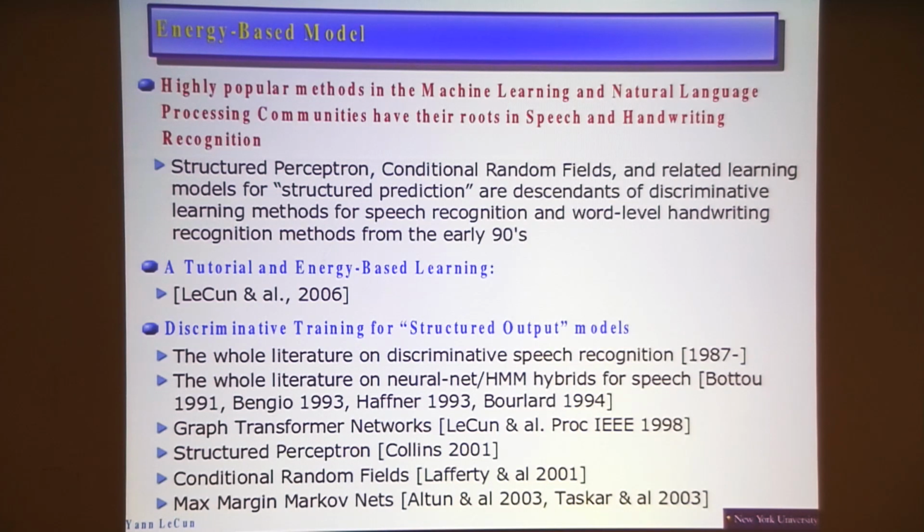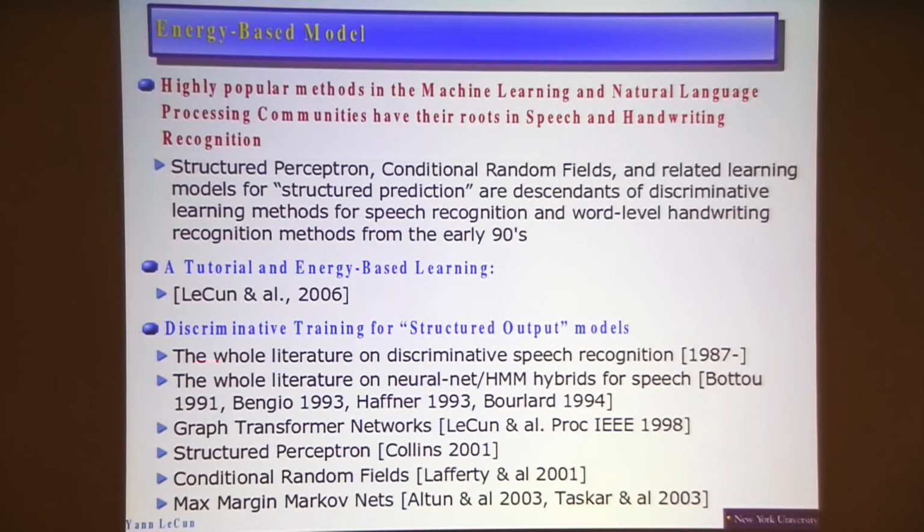And so there's a series of methods that have been extremely popular in machine learning over the last few years: structured perceptron, conditional random fields, and things like latent SVM, etc. And they're all descendants of discriminative learning methods that people invented for speech and handwriting recognition back in the early 90s. Or they are reinventions of them, I should say, in some cases. If you want a whole history of this, there's a paper I wrote with a few of my students called A Tutorial on Energy-Based Learning that has a lot of the details, and I invite you to have a look at this.